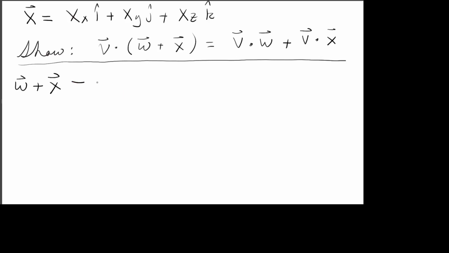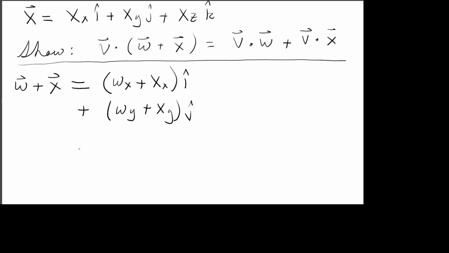Vectors add by components, and so we have wx plus x sub x. So the x components, and I'll give the unit vector i, plus wy, and then x, y components, like that. And then finally the z components. So the sum of the vectors is straightforward. It's adding the components. Now we have 3 scalars multiplied by 3 unit vectors.